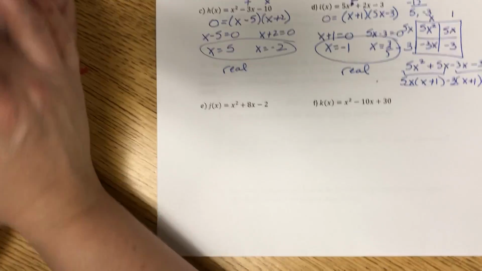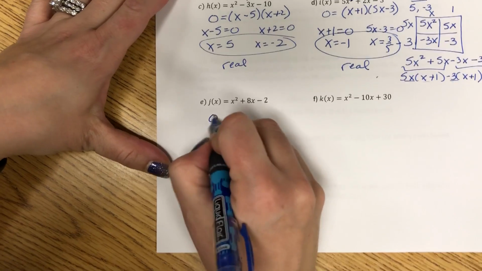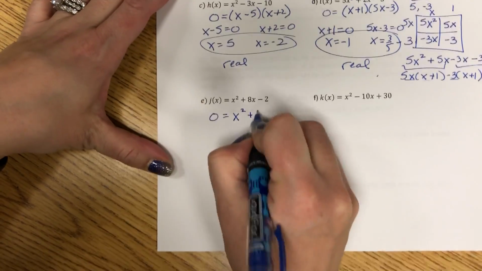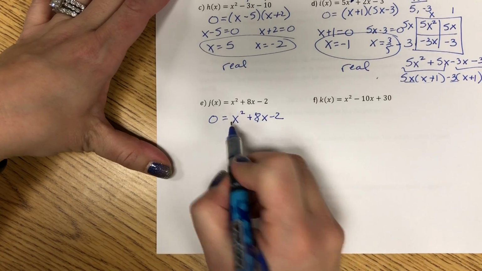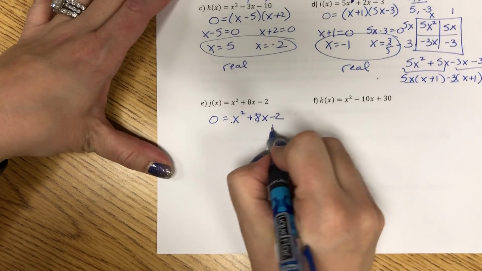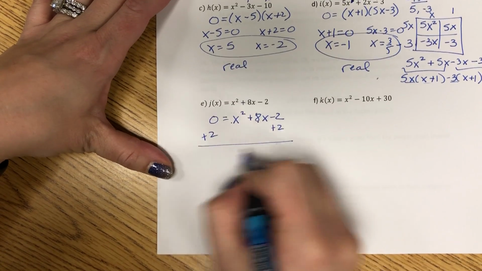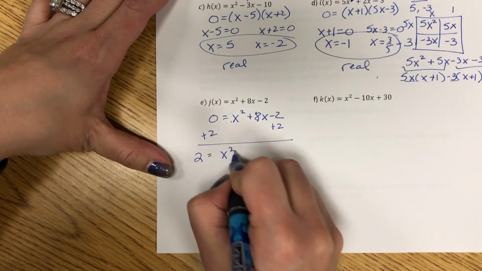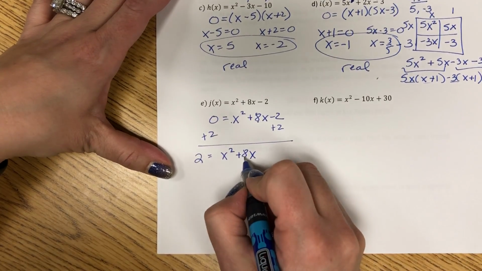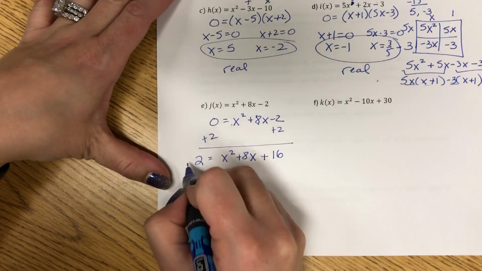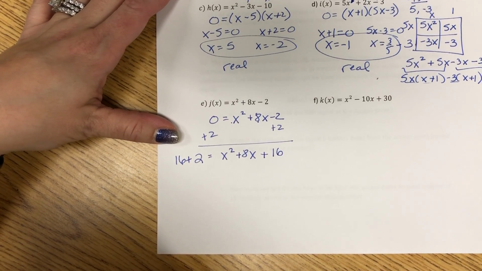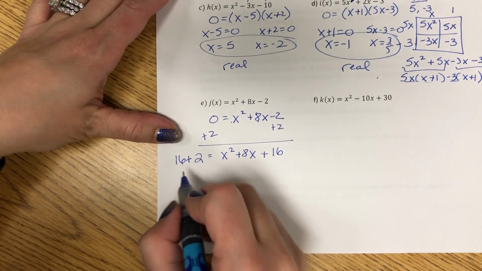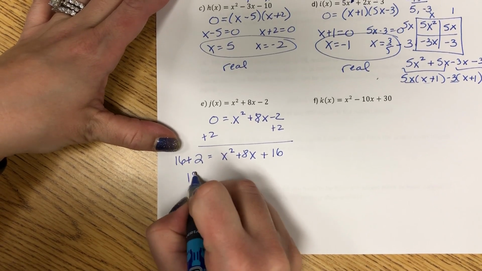Does anything multiply to negative 2 that adds to 8? No. Because the middle term is even and the leading coefficient is 1, I'm going to complete the square. So half of 8 squared to both sides. And then, let's see, that is 18.